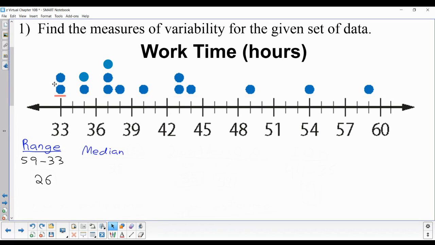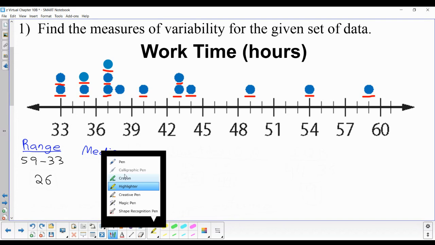Now, I'm quickly just going to mark off, let's say 1, 2, 3, 4, 5, 6, 7 numbers on the left. Normally, I would do this a little bit slower, but this is more about the box and whisker. So again, hopefully you already know how to find the measures of variability. 1, 2, 3, 4, 5, 6, 7. When you mark off 7 on each side, you'll see that the median, the number in the middle, is 38.